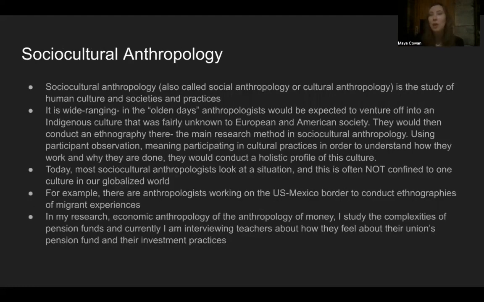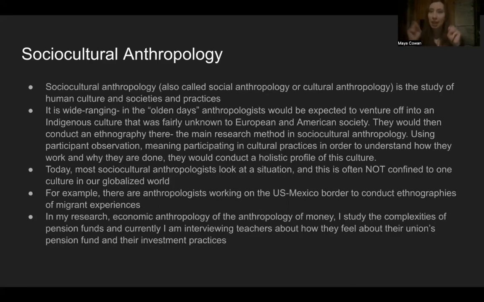So sociocultural anthropology, I saved for last because it's probably the most relevant to what I'm going to talk to you about for the rest of the day. And it's the most relevant to your readings for this week. So sociocultural anthropology is also called social anthropology or cultural anthropology. I feel like when I'm talking about it, I tend to say cultural anthropology, but sociocultural anthropology is the broader term. And it's basically the study of human culture and societies, and also our practices and our situations, really what we do as people, right? So it's a really wide-ranging field.